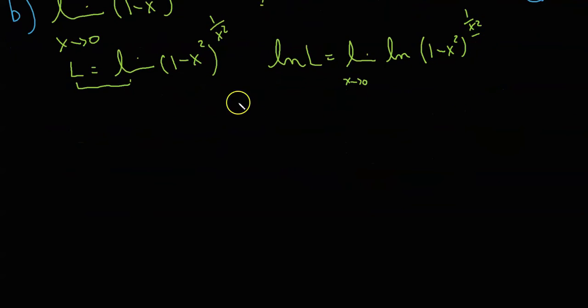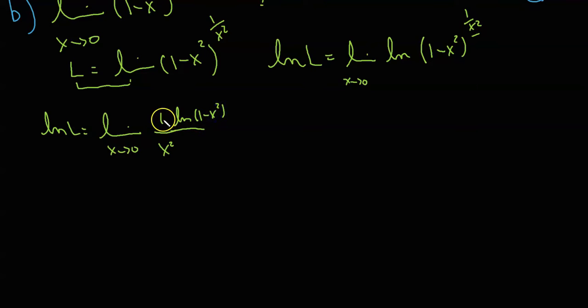So let's keep on going. I can bring this to the front, so let me rewrite everything here. ln L equals the limit as x goes to 0 of 1 over x squared times ln of 1 minus x squared. Now we can apply L'Hopital's rule to continue with this. L'Hopital's rule would be the derivative of the numerator and the denominator until it makes sense.